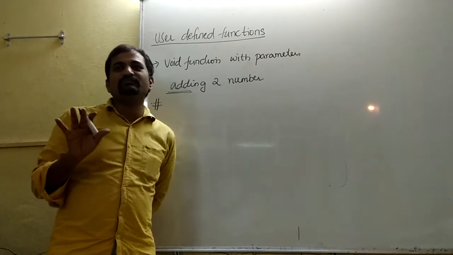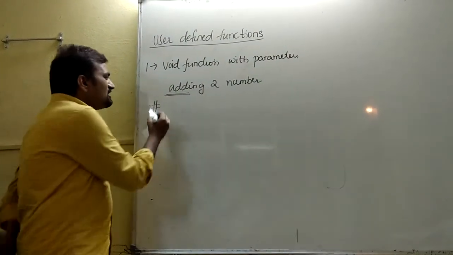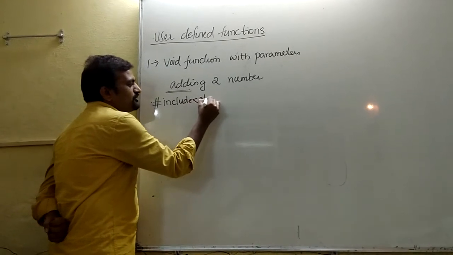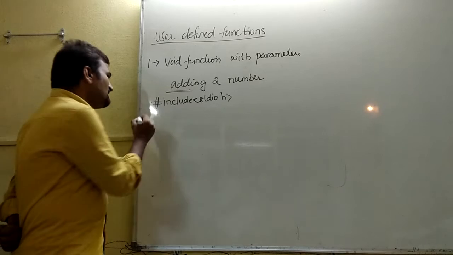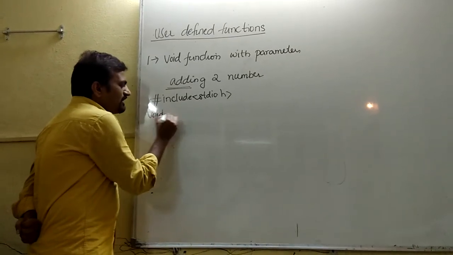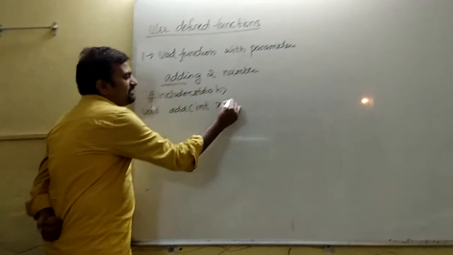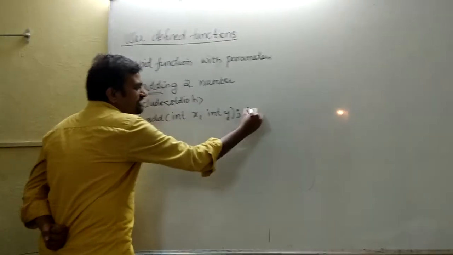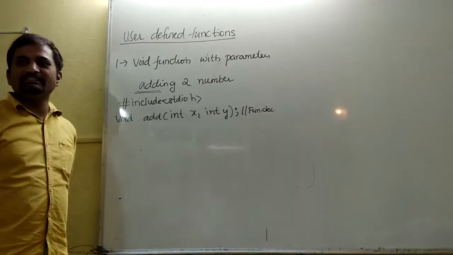These are the 5 components which we need to know when we are talking about a function. So what I do is I am writing a program like this: #include <stdio.h>, and now we need a function declaration. So what is function declaration? void add(int x, int y). So what do you call this? This is the function declaration.